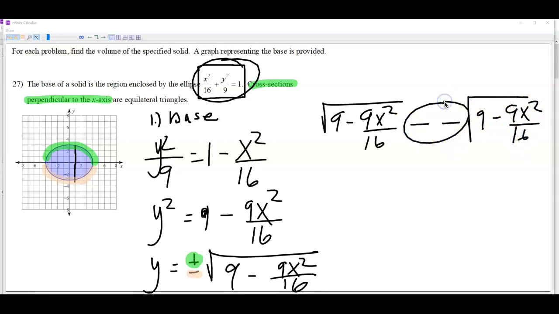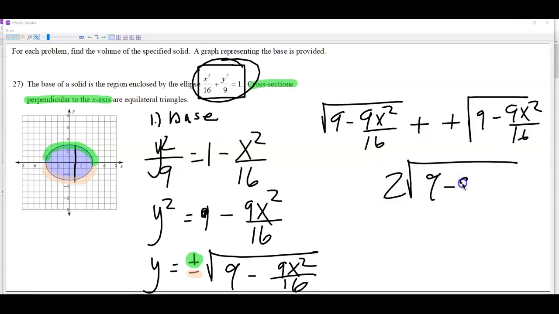And the double negatives just become a positive, and when you add two square roots that are identical, you basically just get 2 times that square root. And that would be our base. So that's the end of step 1. That's the distance between the top and the bottom half. So now we move on to step 2.